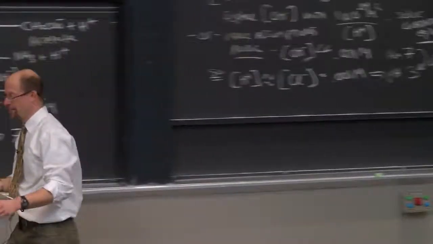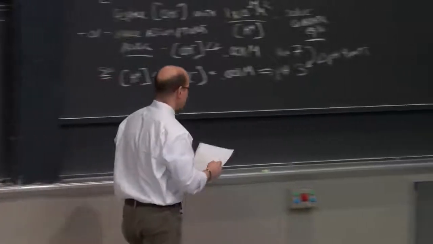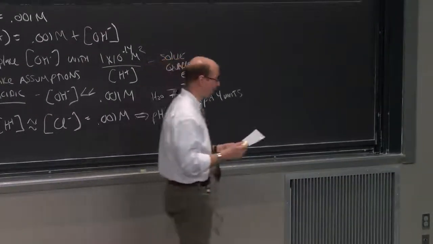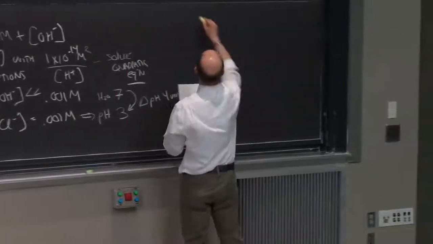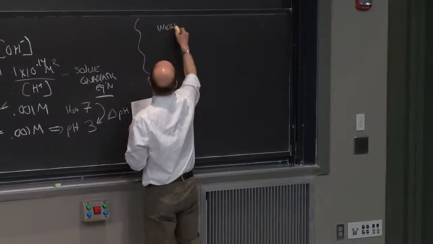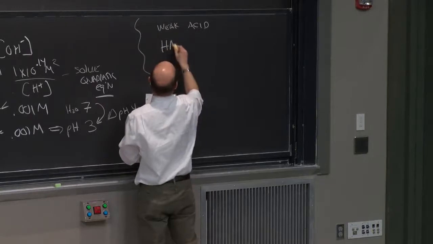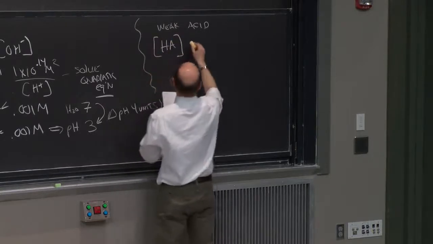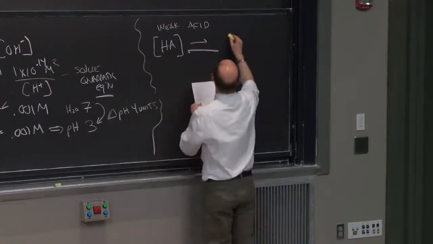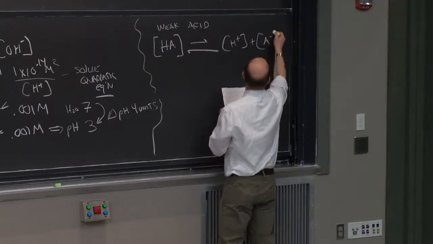Super easy if I assume complete dissociation. The problem is that for many weak acids, I can't make that same assumption. So what happens if I have a weak acid? For a weak acid, I have to say that HA is now largely undissociated. It will dissociate into H plus and A minus.